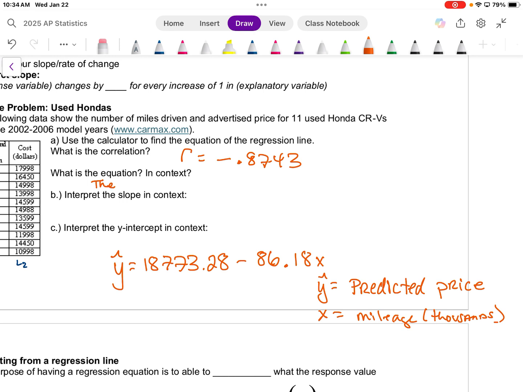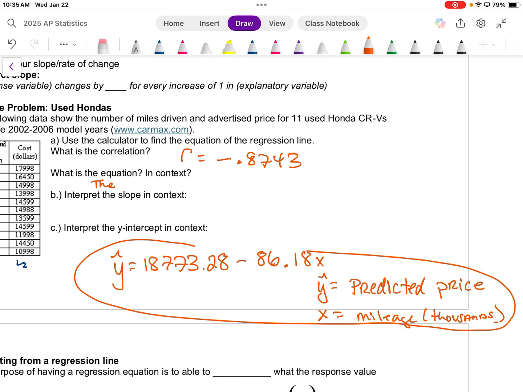Oh, and you know what? Never mind. This stuff right here, that's going to be my answer. That's that part right there. So, my bad. We just didn't have enough room in there. I didn't leave enough spaces. The part B part, interpret the slope in context.